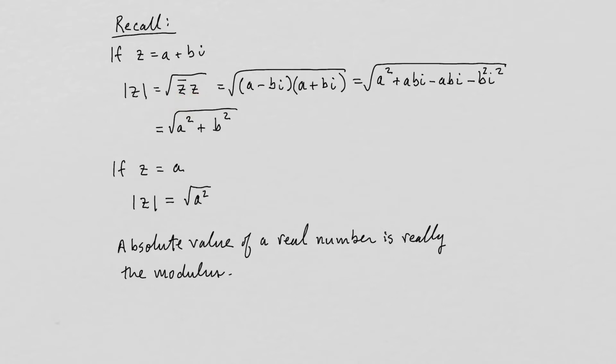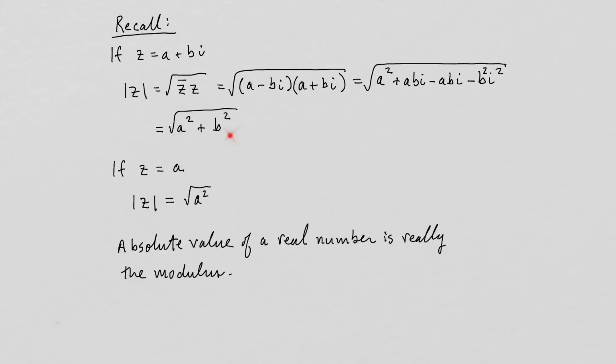So if z is a + bi, the conjugate is a − bi. We multiply that by a + bi, multiply everything out here, and we get the square root of a² + b². Remember that i² is −1 because i is the square root of −1. So i² is −1, so −b² times −1 gives me +b².